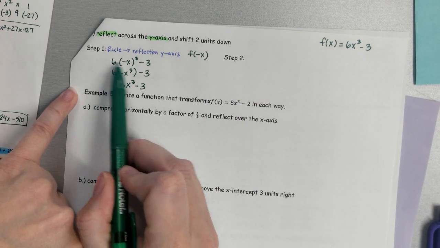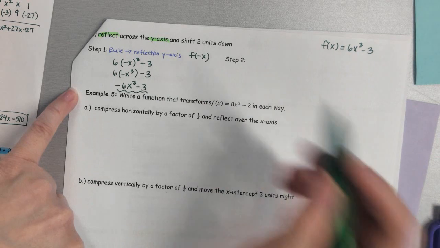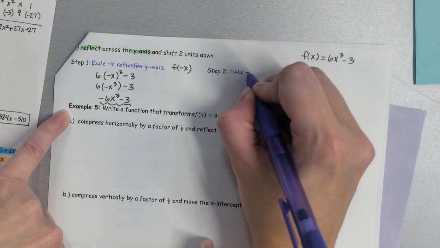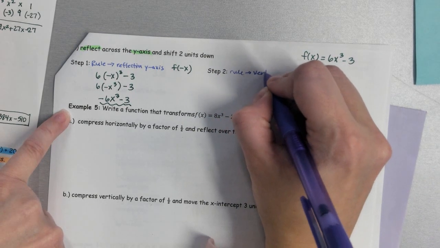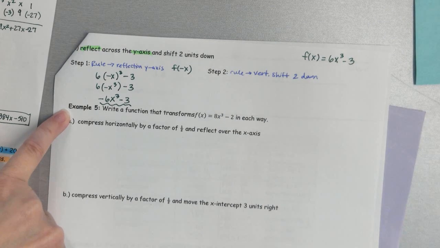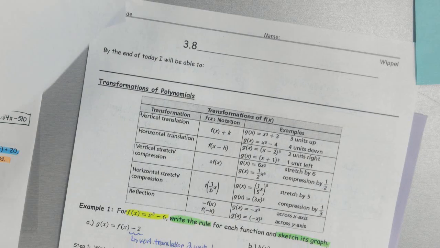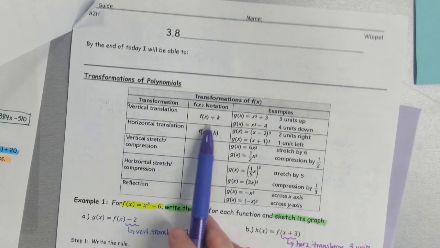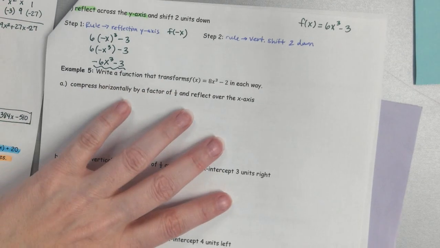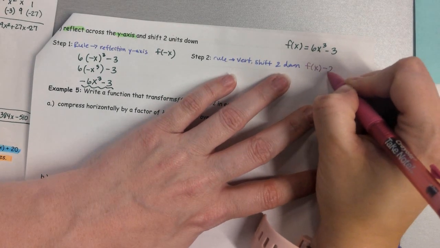Okay, and I know that some of you can just jump from this step to this step. That's perfectly fine. And then this is what you're going to use in step 2. So for step 2, we're going to find the rule for the vertical shift 2 units down. Okay, so again, if you need to, you can always go back to that first page and look for the vertical translation. So if you're going down, you can see it's going to be the subtraction here. Okay, so the rule is f of x minus 2.